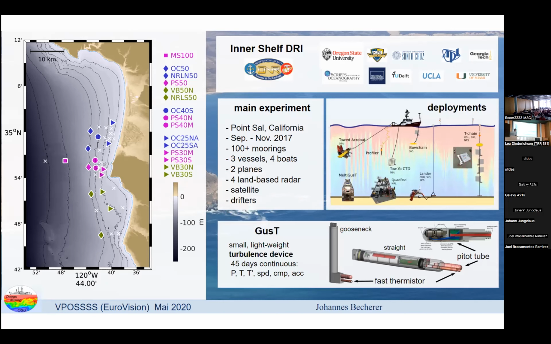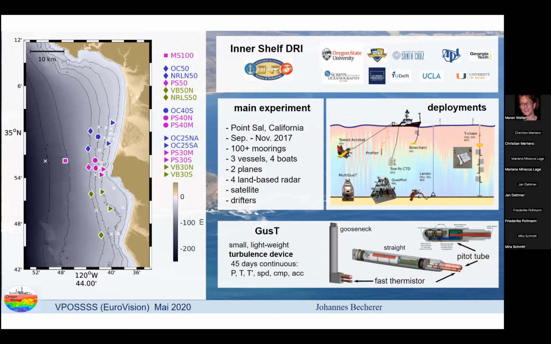Our particular contribution was to come up with a way to quantify turbulence on the shelf, to measure it actually. And to realize this, we developed a new turbulence measurement device that we call Gusty. It's quite small, about 40, 50 centimeters long. It measures both microstructure temperature and microstructure velocity, and it measures microstructure velocity with a pitot tube, which is quite new, at least in water. But it also measures lots of other aspects. The nice thing about it is it can measure up to 45 days continuously, at really high resolution. So it's ideal for this kind of experiment.